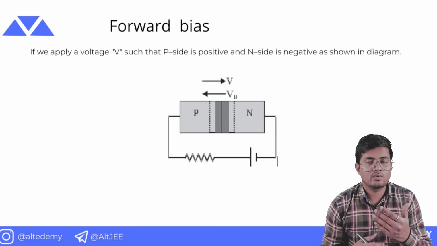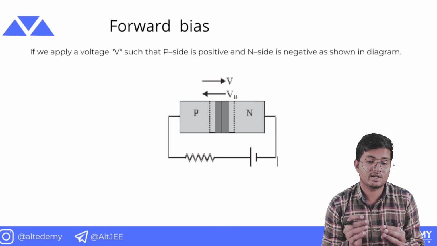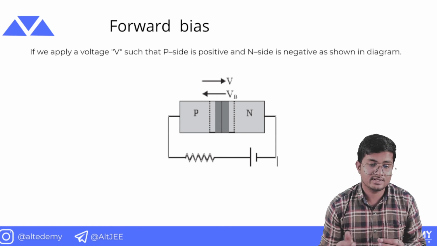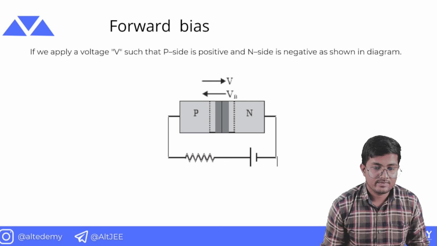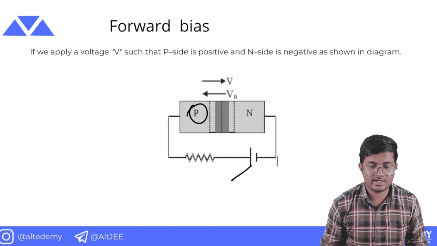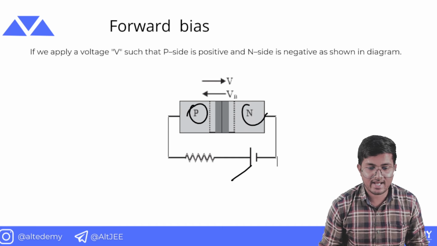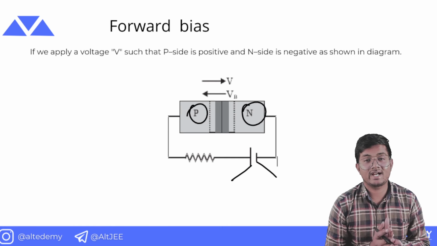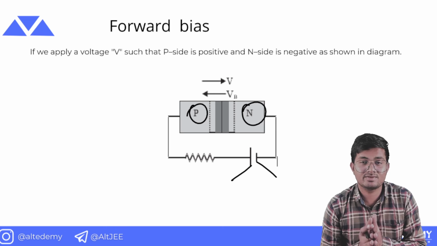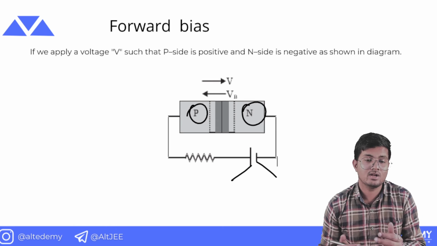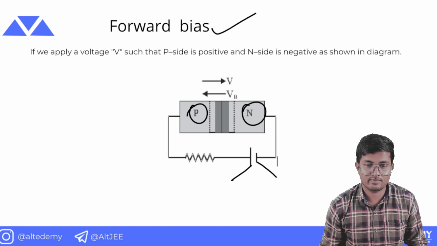Now let's talk about forward bias. What is forward bias? When we talk about forward bias, the p side, as you can see, is connected to the positive side, and the n side is connected to the negative side. This arrangement of PN junction is known as forward bias. This is forward bias, right?